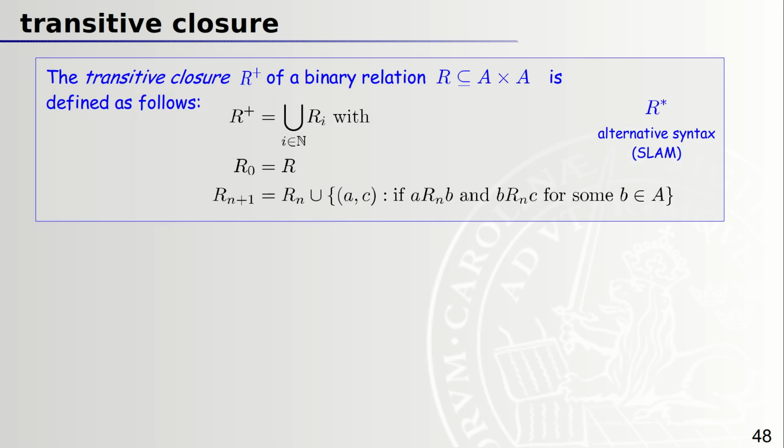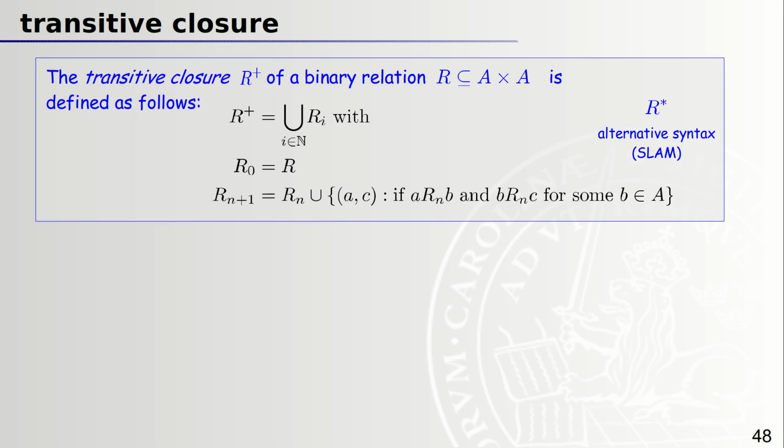First, we start with R itself and call it R0. Then we iterate. At every step, given Rn, we compute the next relation, Rn plus 1, by taking Rn and then adding a set that contains all the pairs AC, such that when Rn contains a pair AB and another BC, AC is contained in that set.